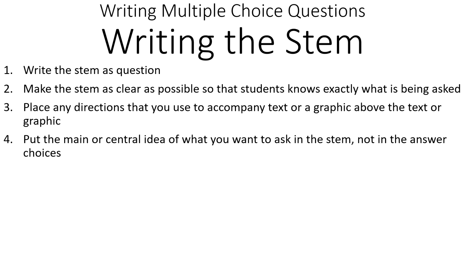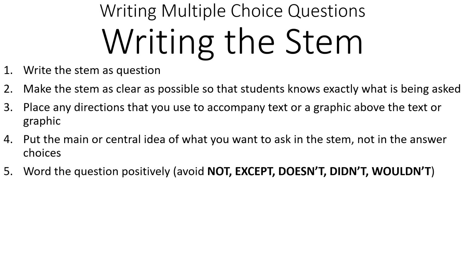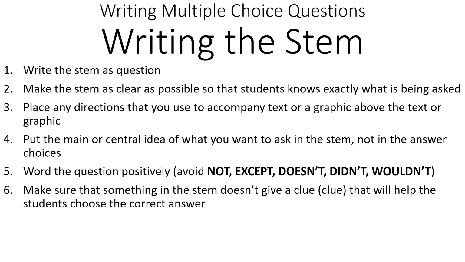The main idea should be in the stem, not in the answer choices. Always avoid negative statements: not, except, doesn't, didn't, wouldn't. It takes extra resources from our brain to process these negative statements. So it doesn't help actually testing the actual content.